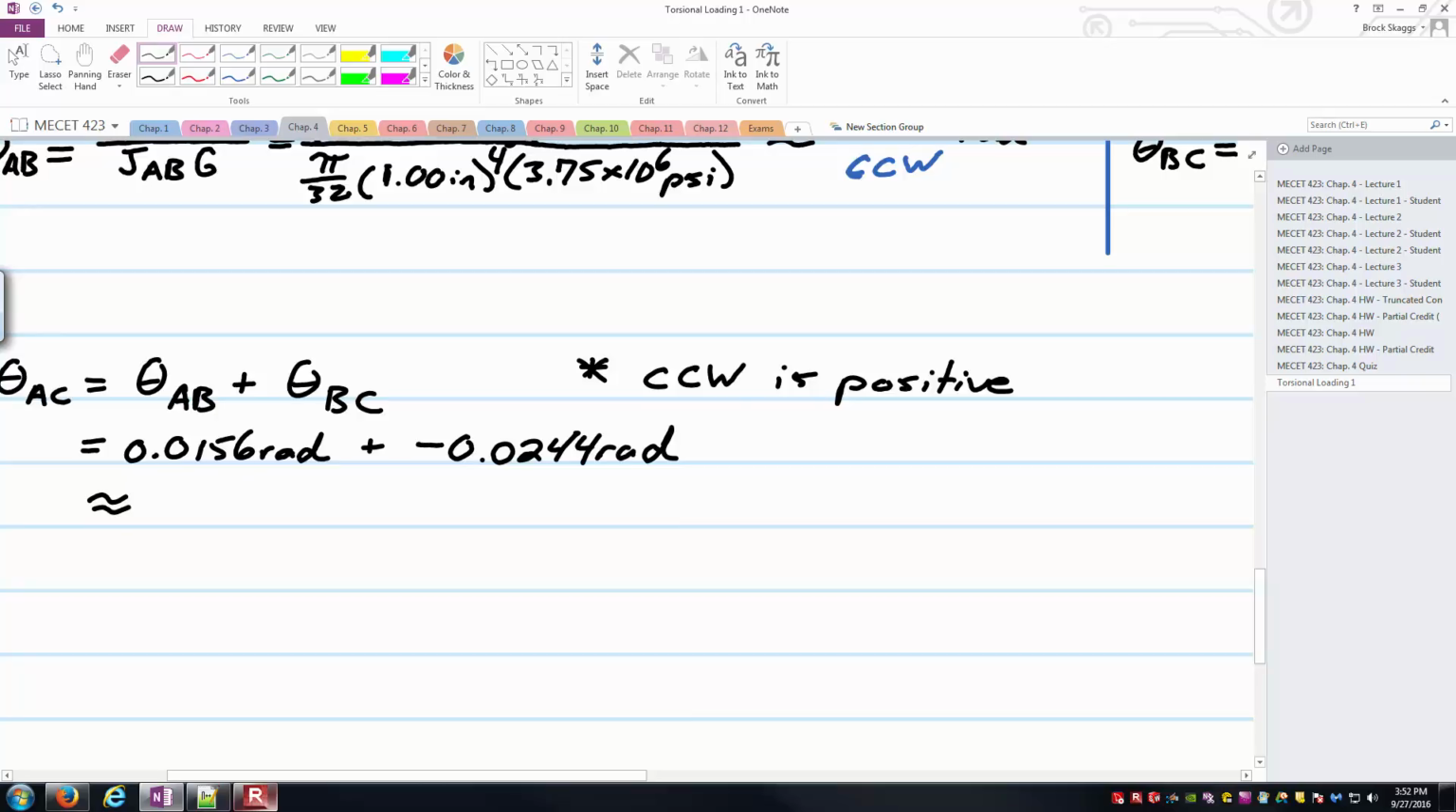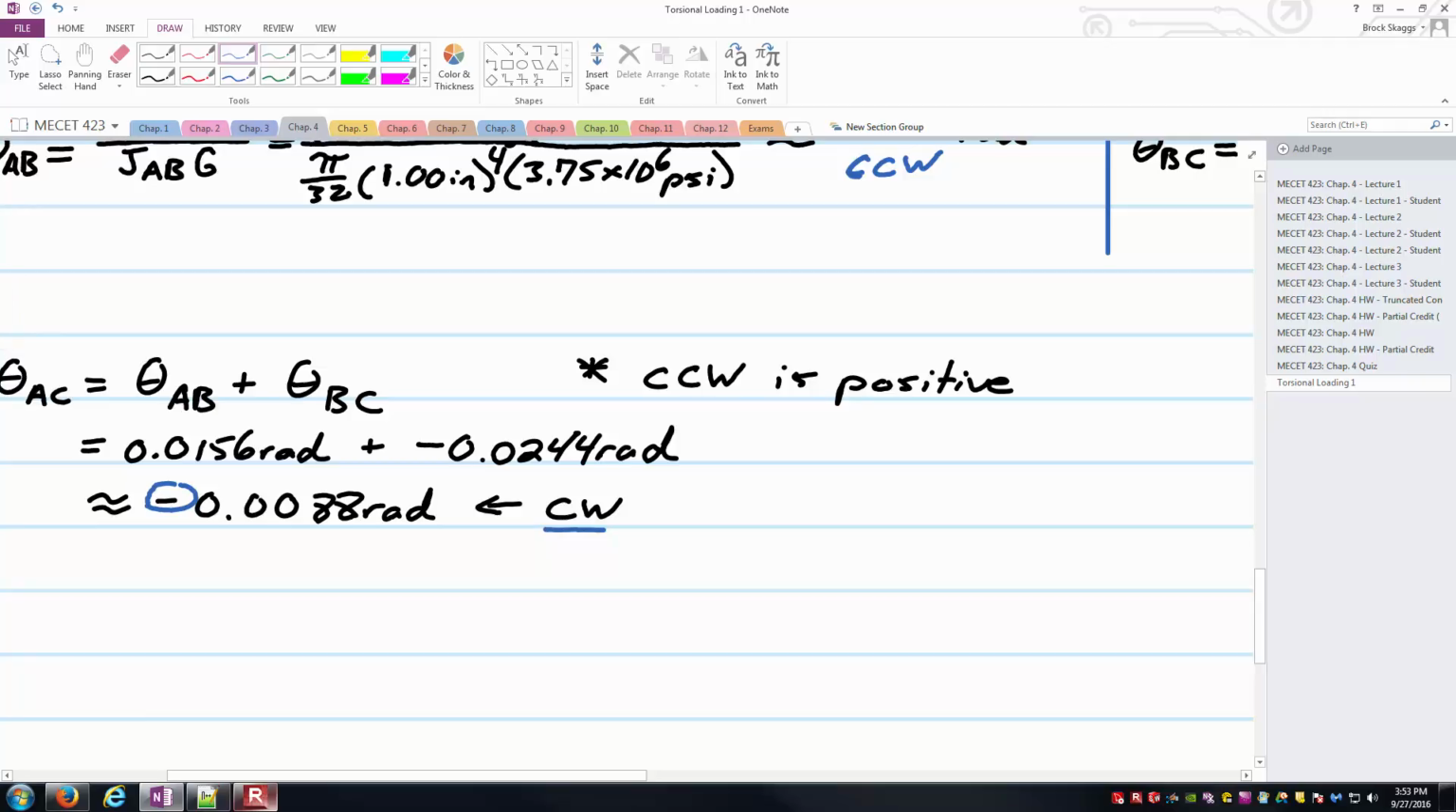And so grab my calculator and make this computation. I'm getting approximately negative 0.0088 radians. It's a negative value, excuse me. So this thing is going in the clockwise direction there, because we've got that negative sign right there, and that's tying me into this clockwise rotation.